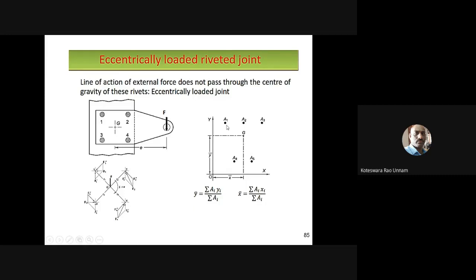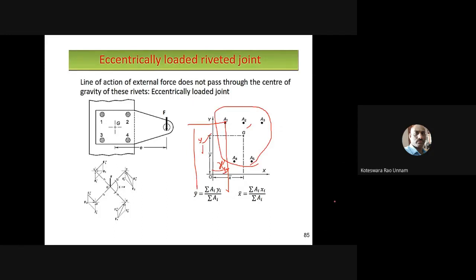So that means simply I need to count how many rivets there are. Then I need to identify the distance of each rivet from the origin. What is the x distance? So this is the x distance. That means with respect to the y-axis, how much distance it is there? It is x1. Similarly, this is going to be the y1. So like that, first I need to identify x1, y1, x2, y2, x3, y3, like that. For all the rivets, I need to identify the x coordinate and the y coordinate.